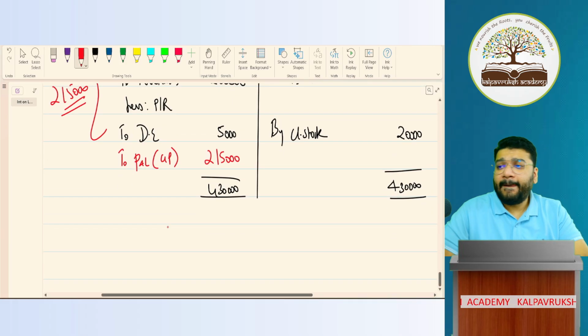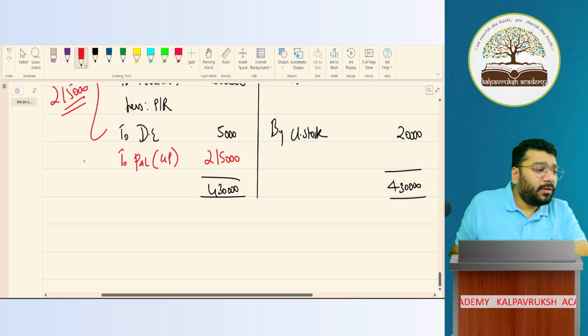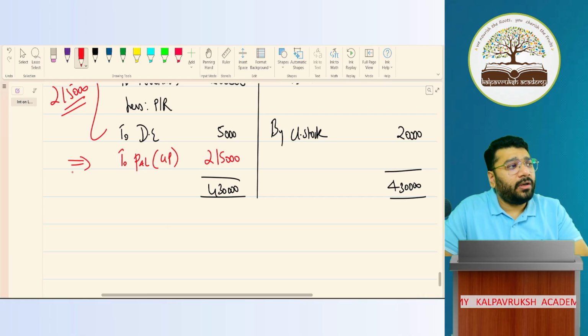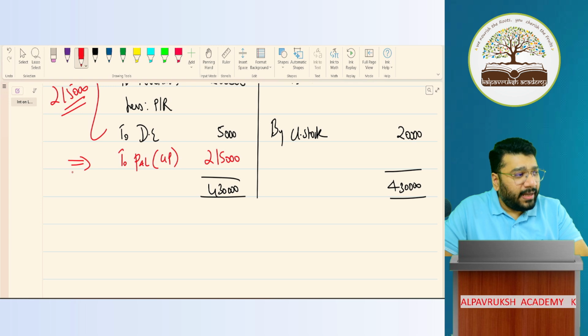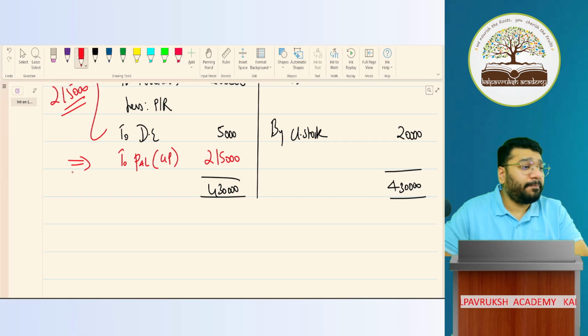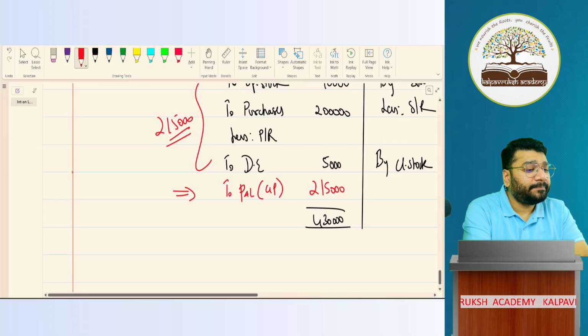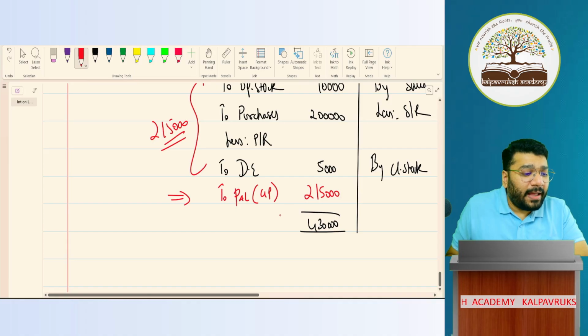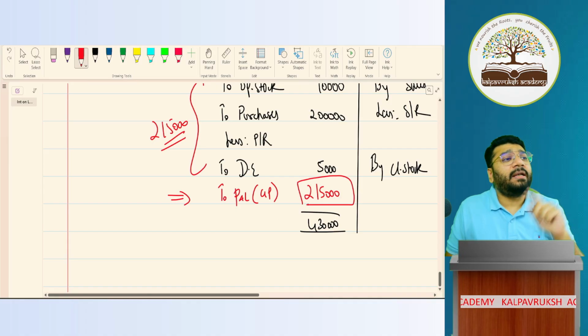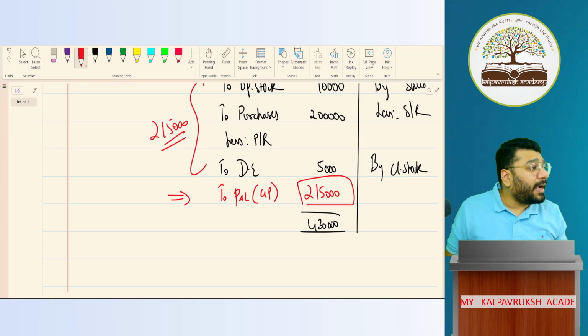Now, my question to all of you: this 'To P&L' 2,15,000 is recorded now. In real life, will this come as a balancing figure, or do you have to pass an entry? You have to pass an entry. What is the entry that I taught you in the 11th standard? Transfer entry. This profit, I'm supposed to transfer from trading account to P&L account.